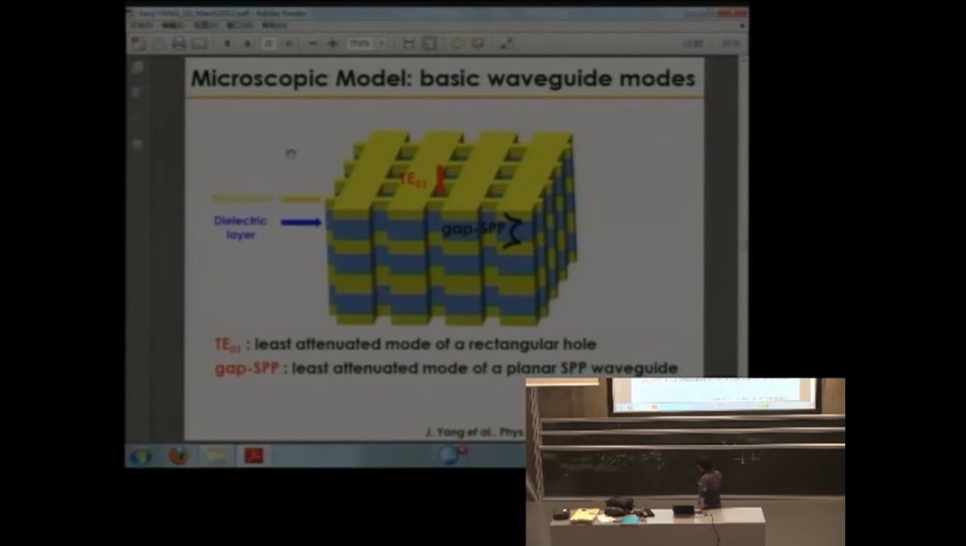In our model, we assume that the vertical energy transport inside the fishnet is only mediated by the TE01 mode of a rectangular metallic hole. And along the horizontal direction, the energy transport is only mediated by a gap SPP mode of the metal-dielectric-metal waveguide. Those two modes propagate and scatter inside this material.